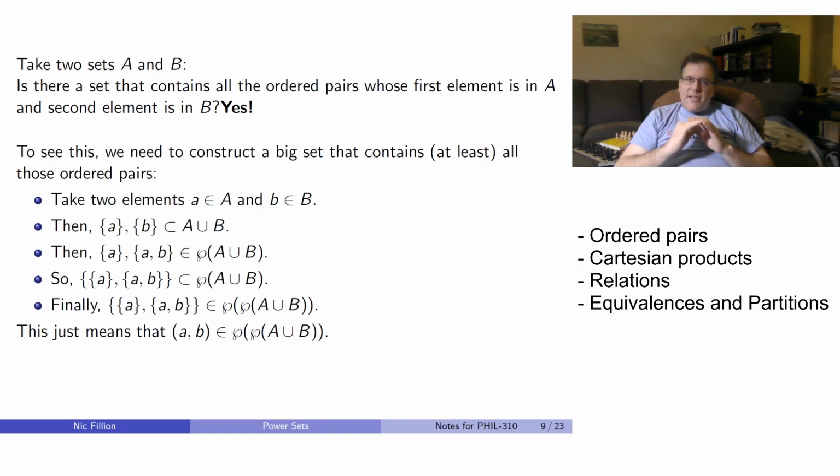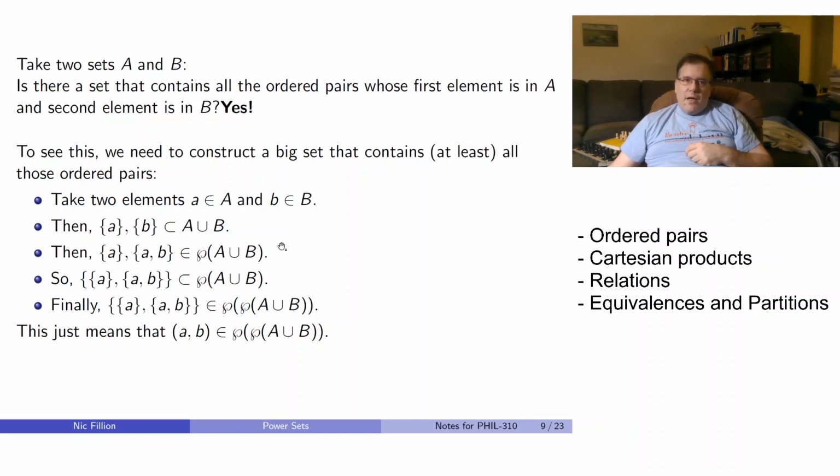And the question we want to ask here is: is there a set that contains all the possible ordered pairs that we could pick by taking the first element from the set A and the second element from the set B? And the answer is yes, there is one. And it's fairly easy to see. So let's start with two elements, small a from set A and small b from set B. Now, it follows that singleton a and singleton b are both a subset of the set A union B, right? That follows directly from what we have already seen about singletons.